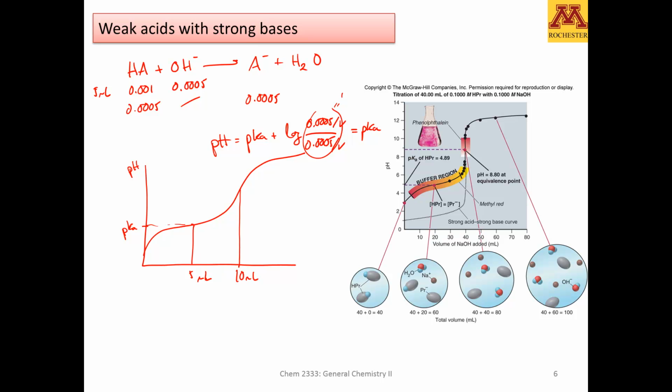Again, we could calculate when it's 7 milliliters using this formula. Notice that the volumes always cancel out, so we can just work with moles. But it's a very interesting result, because we can use this technique also to determine the pKa of an acid, which is something you will do in the lab.